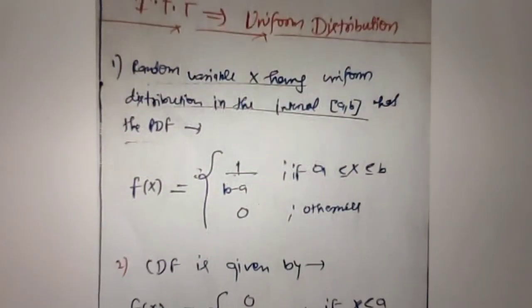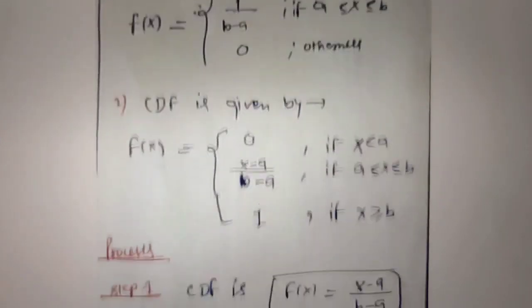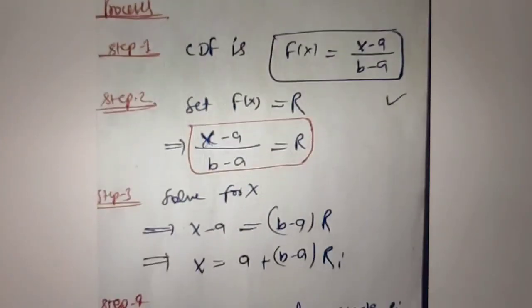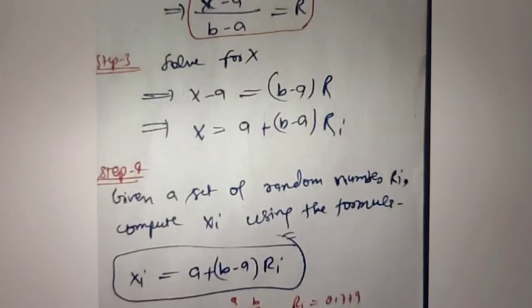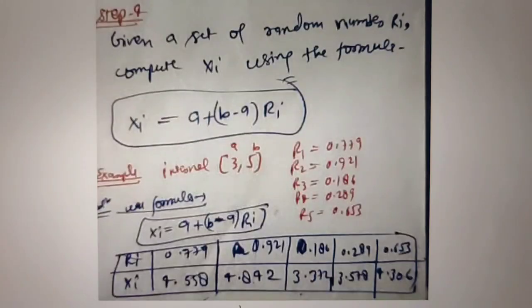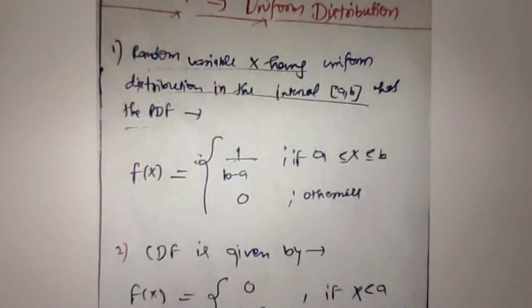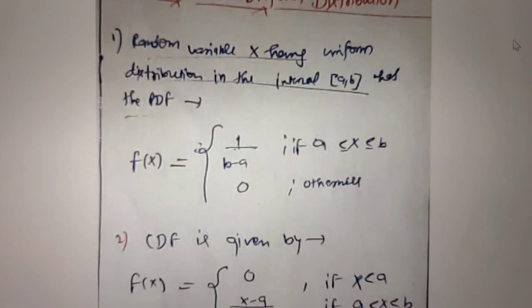Here I have discussed the inverse transformation technique for the uniform distribution. We just have to remember this one formula: xi equal to a plus b minus a multiplied by ri. The random numbers can be generated or will be given in the question, and a and b are the range of the interval in which we have to generate the random variate. This technique is used in the uniform distribution for random variate generation.